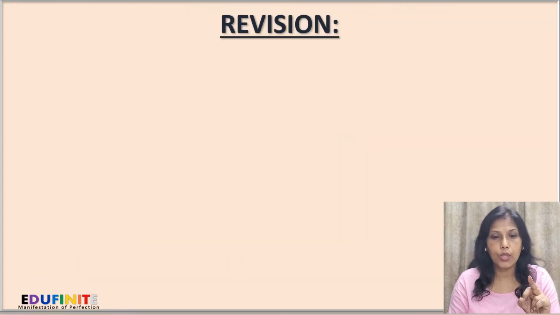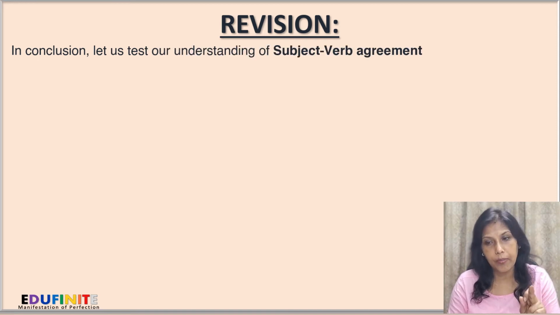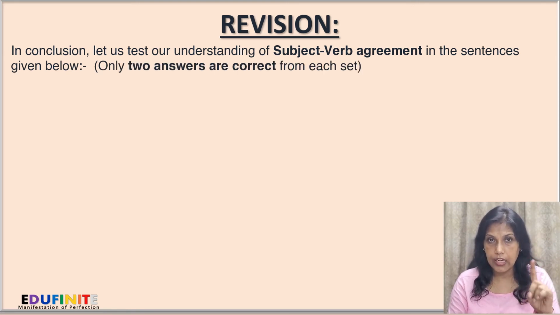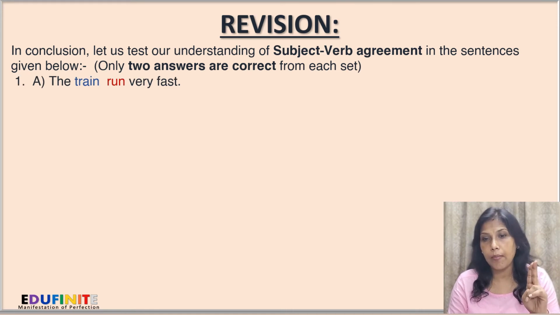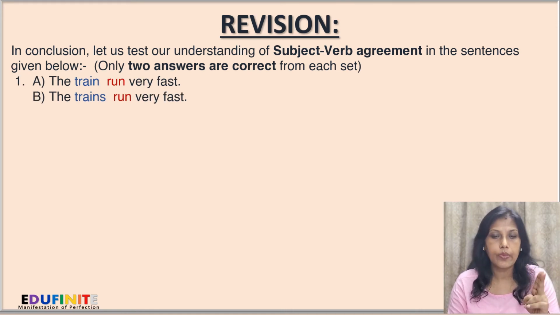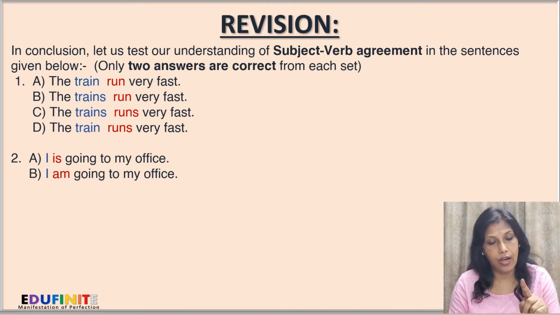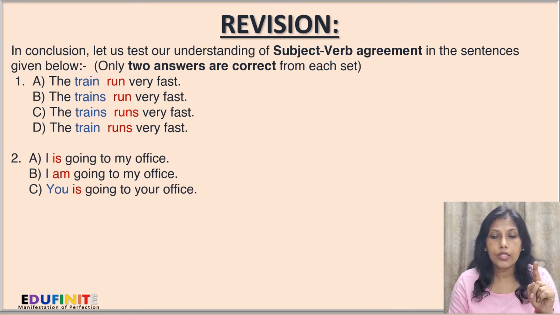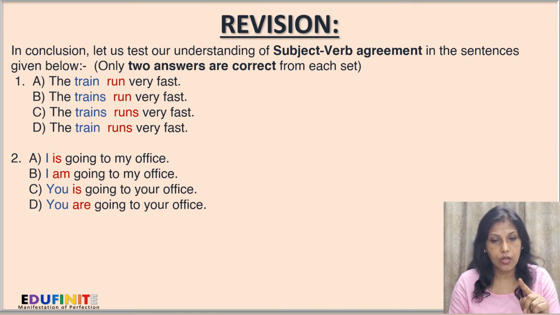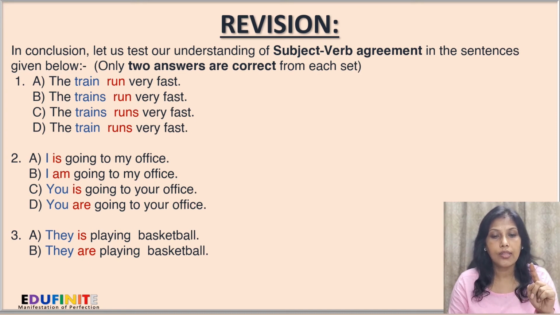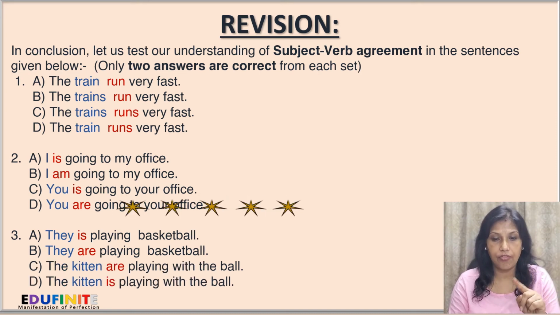Next, in conclusion, let us test our understanding of the subject-verb agreement in the sentences given below. Of the 4 sets in each question, only 2 of them are correct and you have to choose them. Now the first one: the train run very fast, or the trains run very fast, or the trains runs very fast, or the train runs very fast.